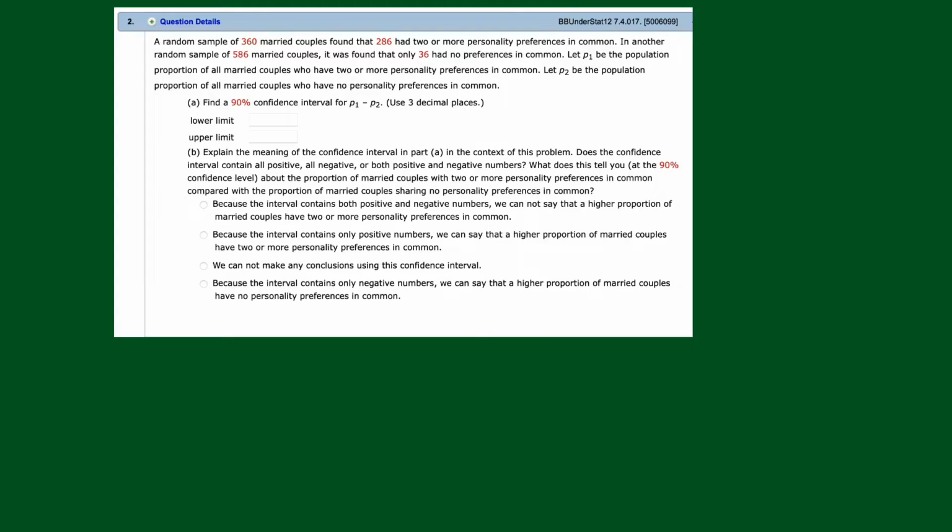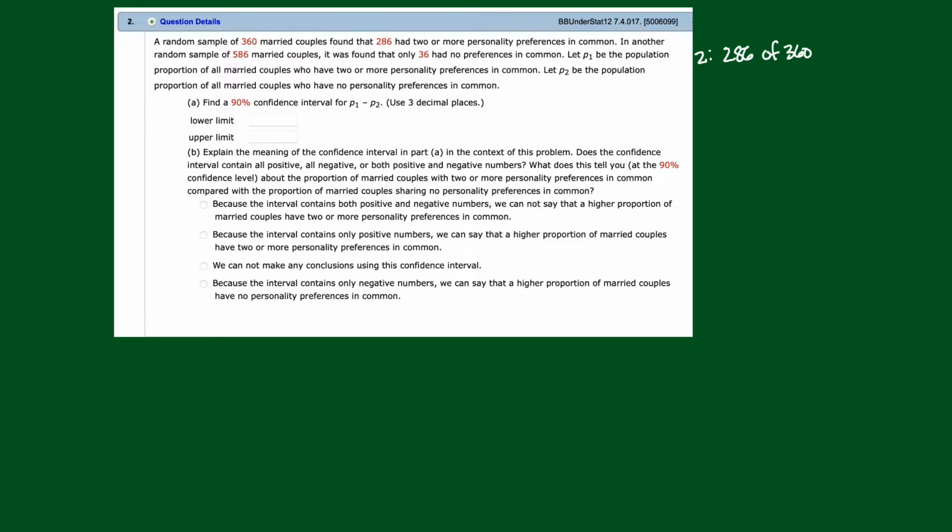7.4 problem 2. A random sample of 360 married couples found that 286 had 2 or more personality preferences in common. In another random sample, I've got too much going on here. I need to write this down. All right, so we have 2 or more personality preferences in common. What did we have? We had 286 of 360 had 2 or more preferences in common.